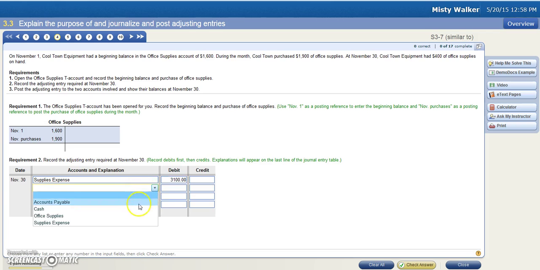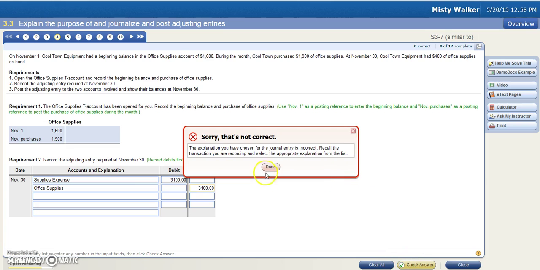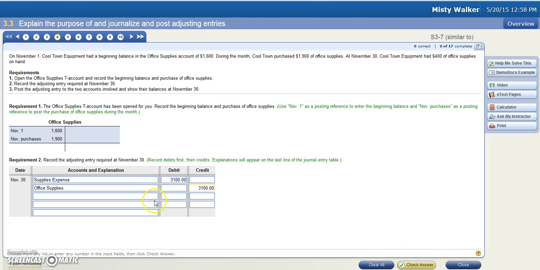And I want to decrease my office supplies asset account to, of course, bring that down from the $3,500 balance I have in my ledger to the $400 balance that it should be. So I think that's all it needs from me. Oh, what is it asking? I need an explanation. Okay, so let me go down to my explanation to record office supplies used.